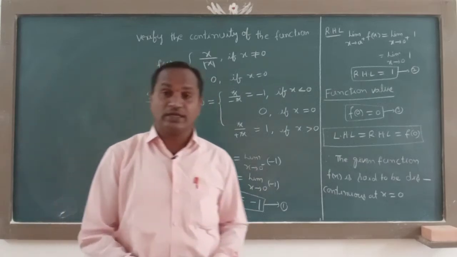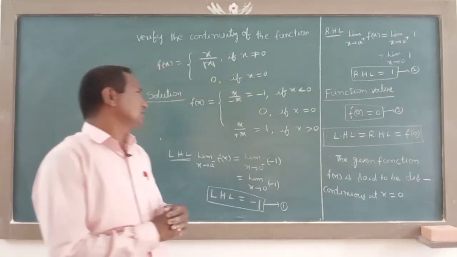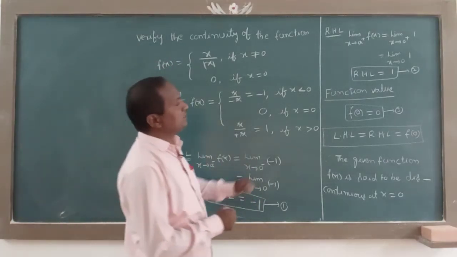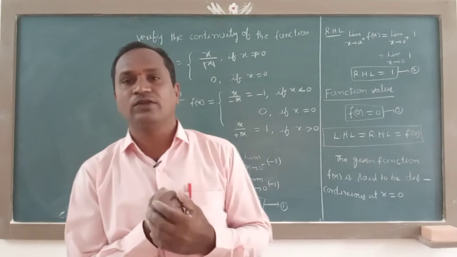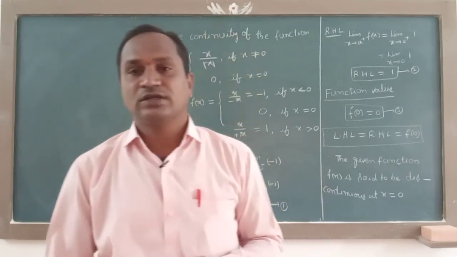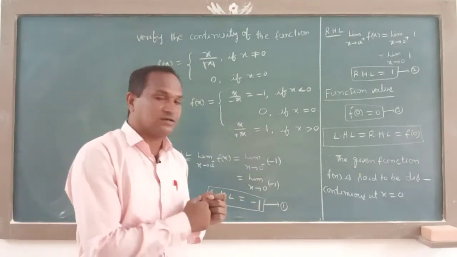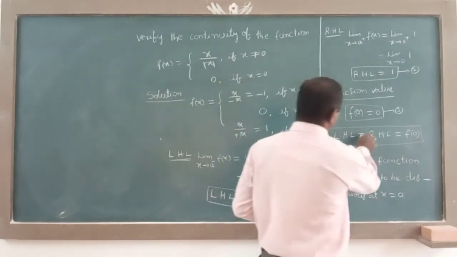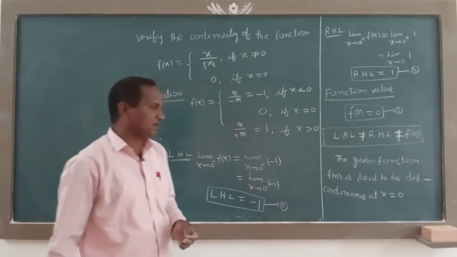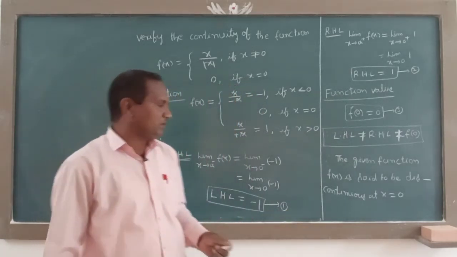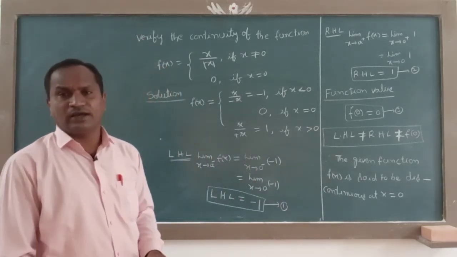Like that, we show whether f of x is continuous or discontinuous. First, we found the value of LHL as minus 1, second, the value of RHL as plus 1, and finally the function value, which is 0. Comparing all three, they are not equal. That's why the given function f of x is discontinuous. Now let us solve another question.